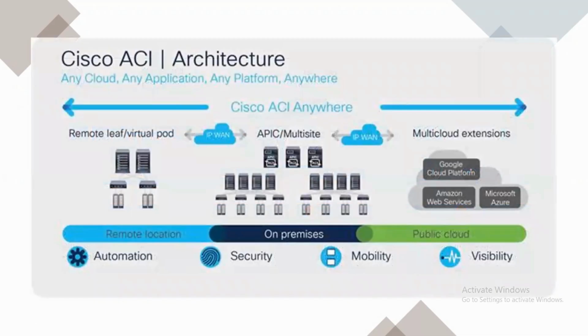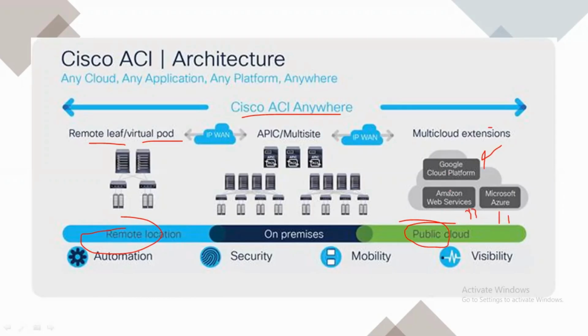So ACI, there's another thing, ACI Anywhere, which basically means that you can have a public cloud, or you can have a remote location where there is a remote leaf and virtual pod concept. And ACI multi-cloud extension, meaning Google Cloud Platform or Amazon Web Services or Microsoft Azure. Basically, how you do it.